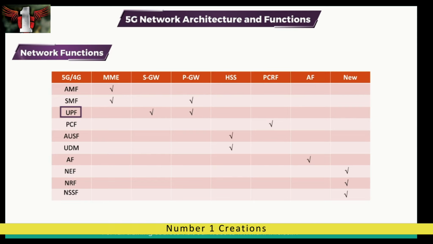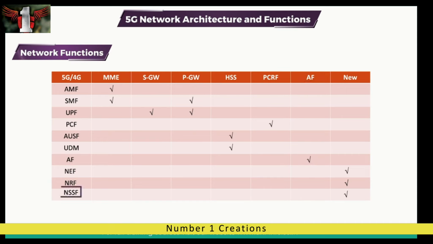Subscriber authentication during registration or re-registration with 5G is managed by the authentication server function AUSF, which obtains authentication vectors from the UDM. Together they represent the functionality of HSS in 4G core. Application function AF is the same as the AF in 4G core. NSSF is a new core network function in 5G.